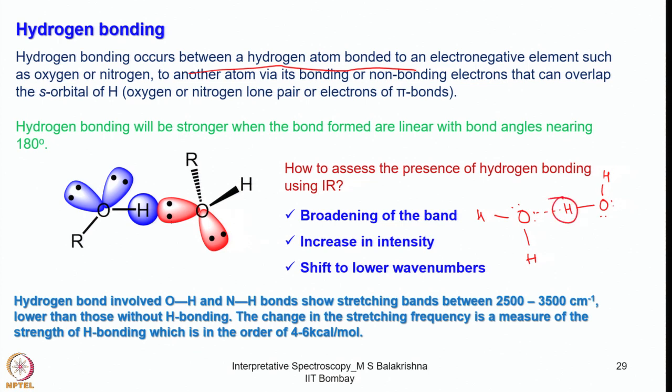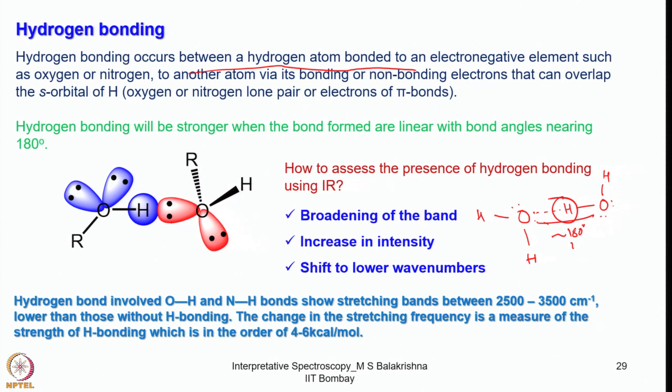Hydrogen bonding will be stronger when the bonds formed are linear. If it is linear like this, 180 degrees or close to 180 degrees, you can assume that the bonds are stronger. That can also be reflected in the stretching frequency.